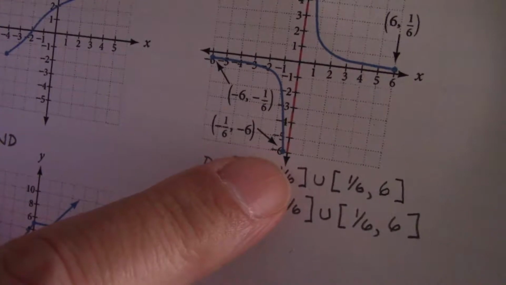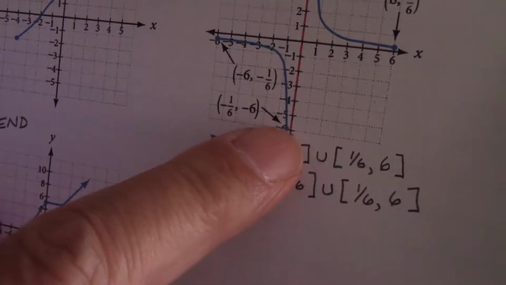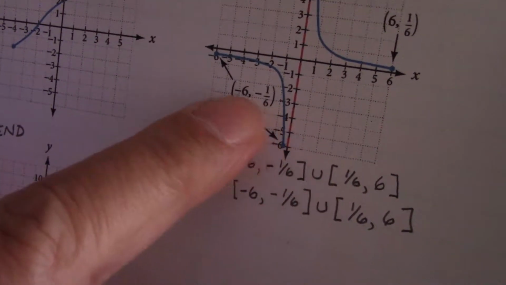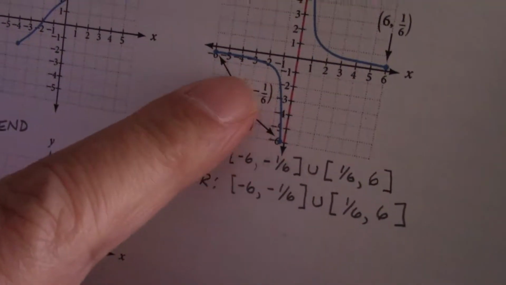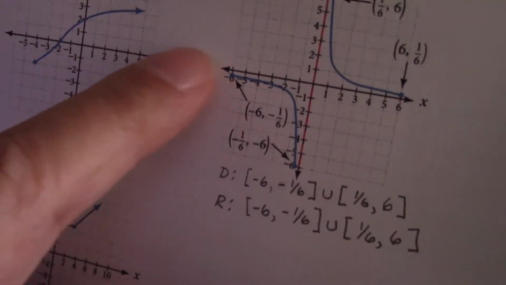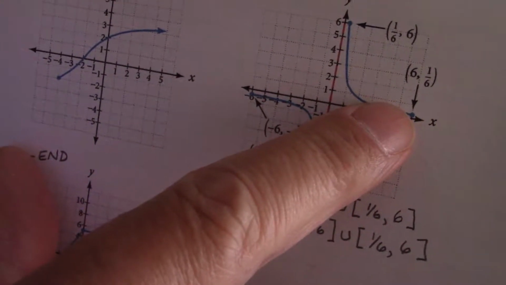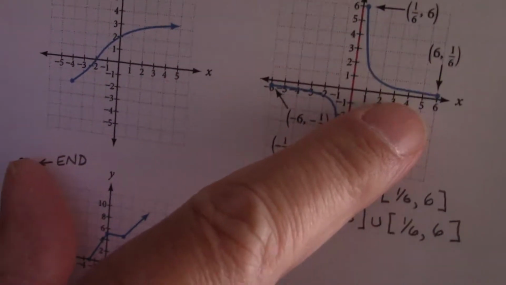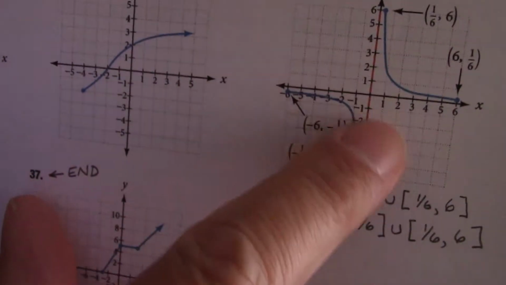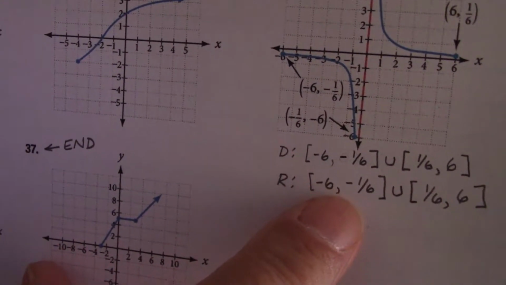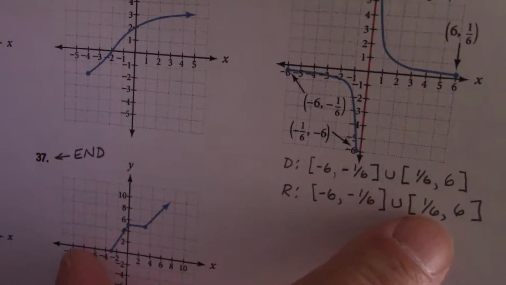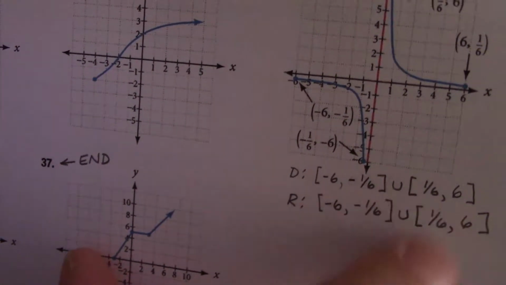And as for the range, the lowest point would be where it says negative 6, and it goes all the way to y equals negative 1/6, as you can see in red there. And then it starts again at positive 1/6 and goes up to 6. So the range goes from negative 6 to negative 1/6, union 1/6 to 6.